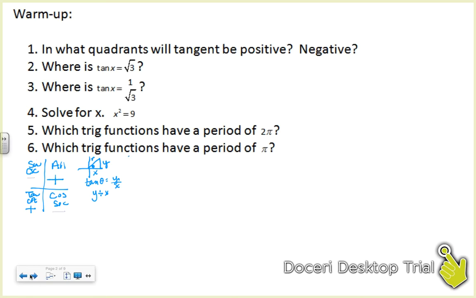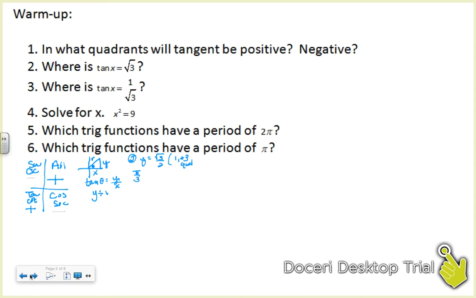So for number 2, we know that the y value has to be equal to square root of 3 over 2. The other thing is we know we're in quadrant 1 and quadrant 3. So if I look at quadrant 1 first, where is y equal to square root of 3 over 2? And that would be at pi over 3.